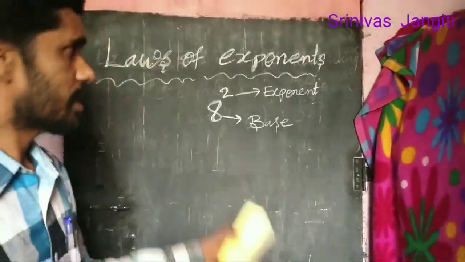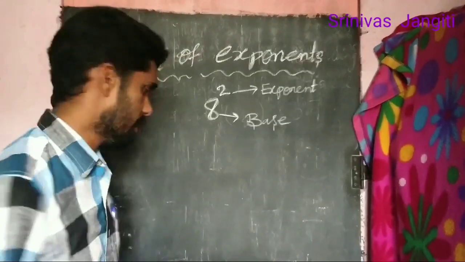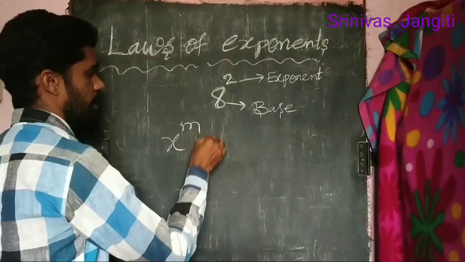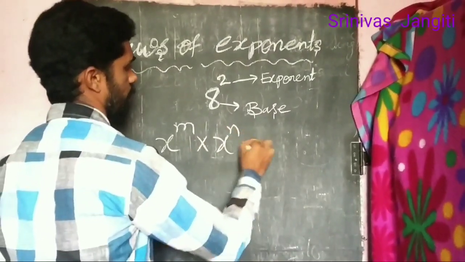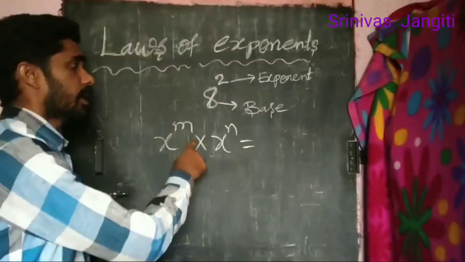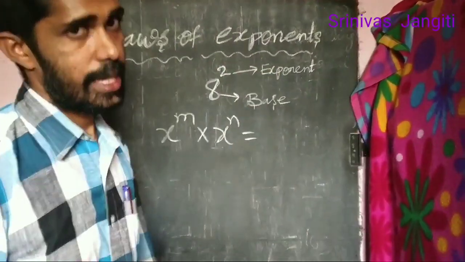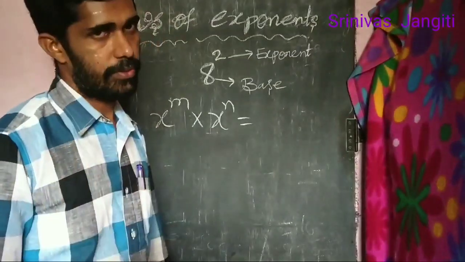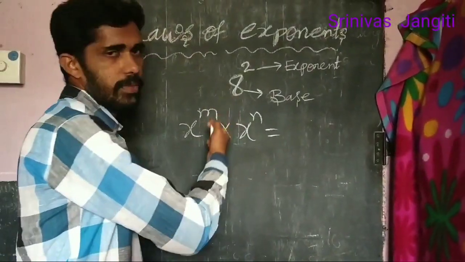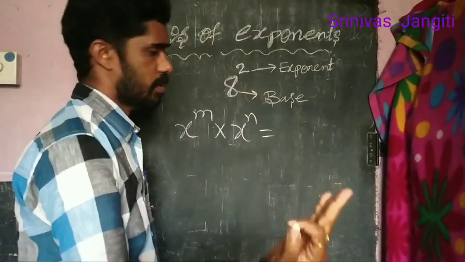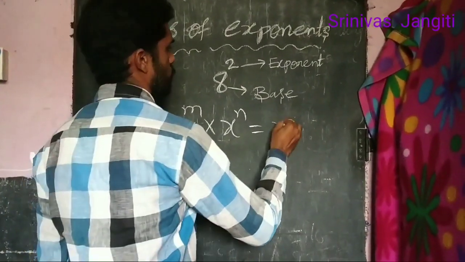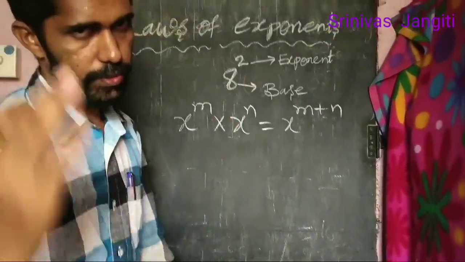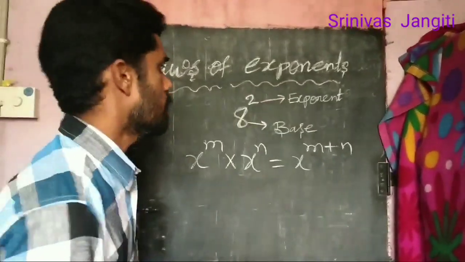Now our actual topic is laws of exponents. In the first law, you should observe here: x to the power of m into x to the power of n. Otherwise, x raised to the power of m into x raised to the power of n, or simply x to the power of m into x to the power of n, is equal to x to the power of m plus n. Suppose an example.